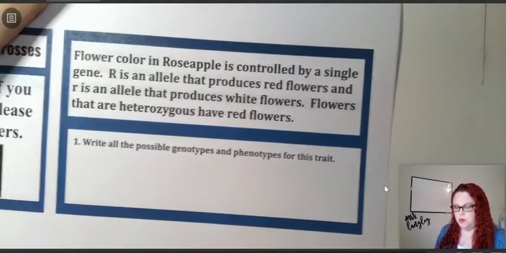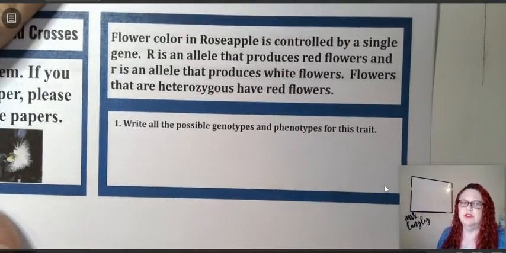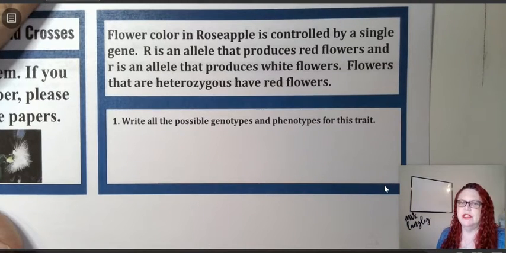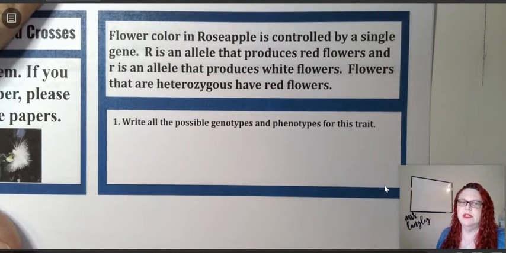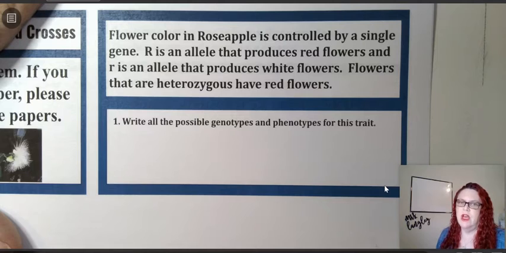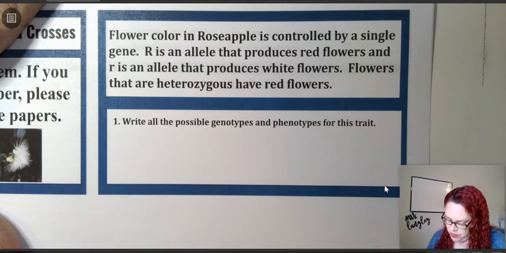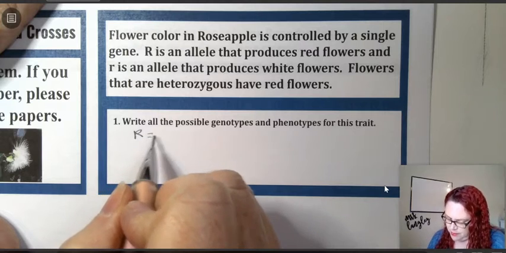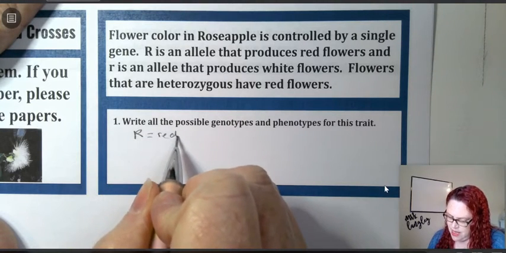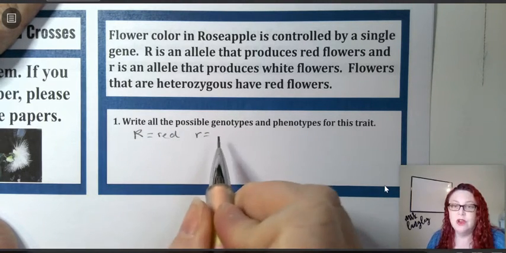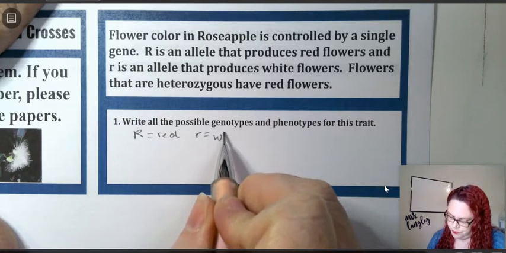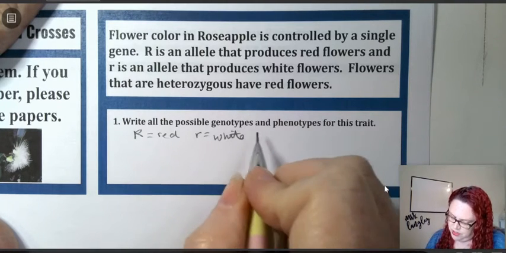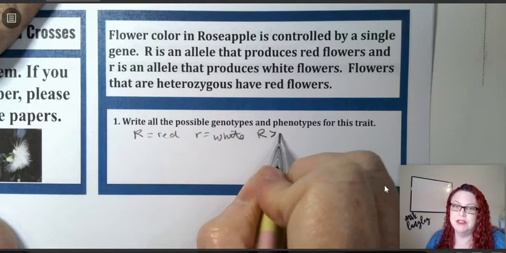Okay, so rose apple is controlled by a single gene. We're going to use capital R as the allele that produces red flowers and little r as the allele that produces white flowers. Flowers that are heterozygous have red flowers. Write all possible genotypes and phenotypes for this trait. So we know that we're using R capitalized for red and little r for white. And we know that red is dominant to white.